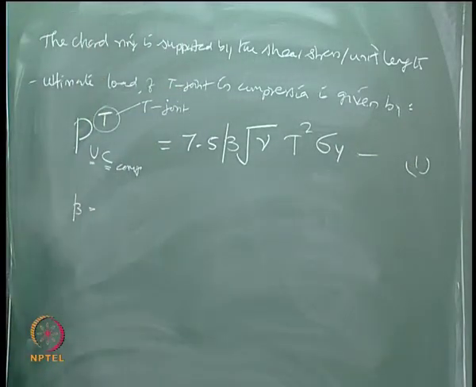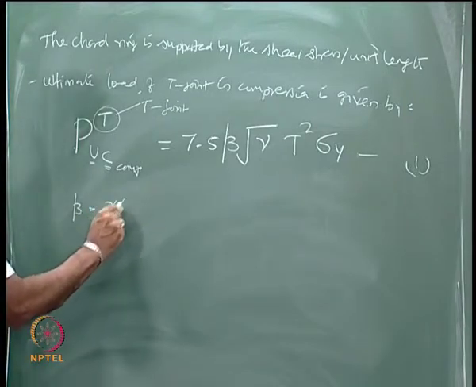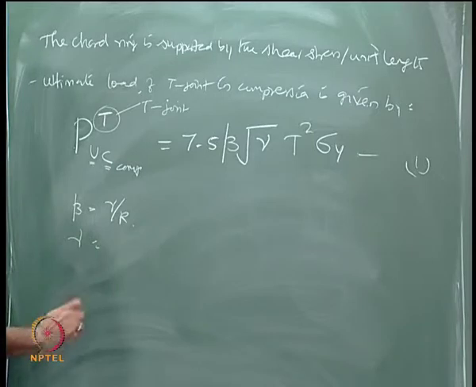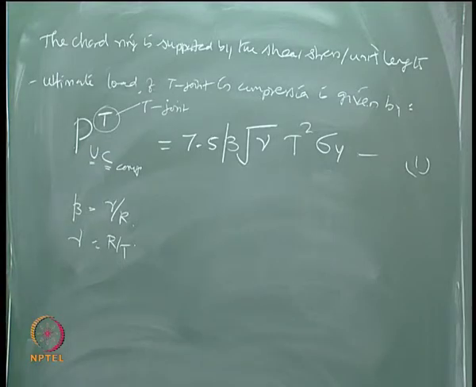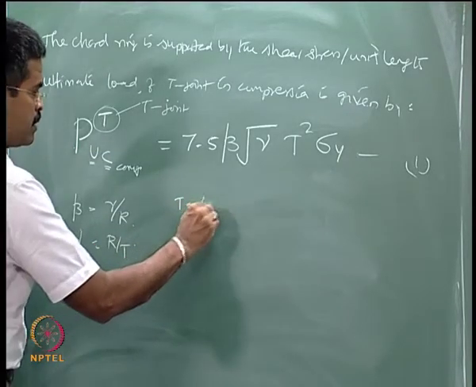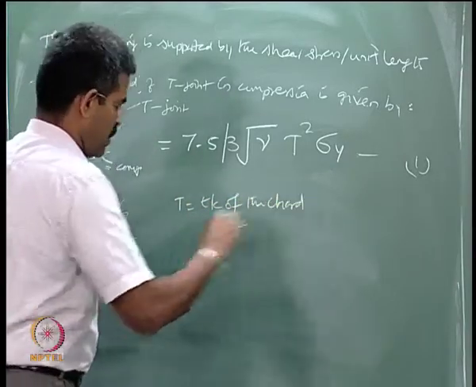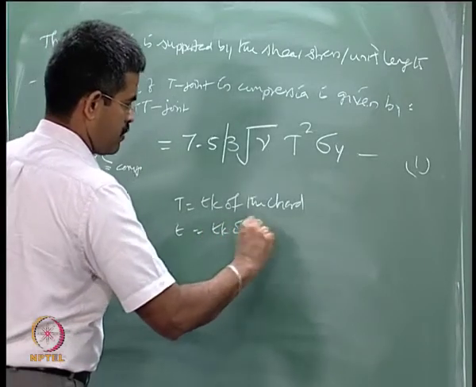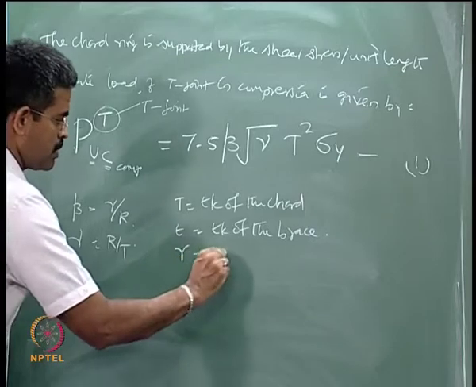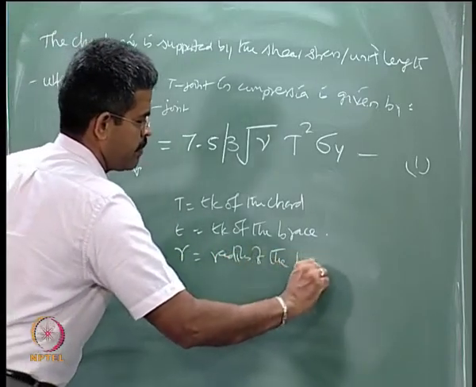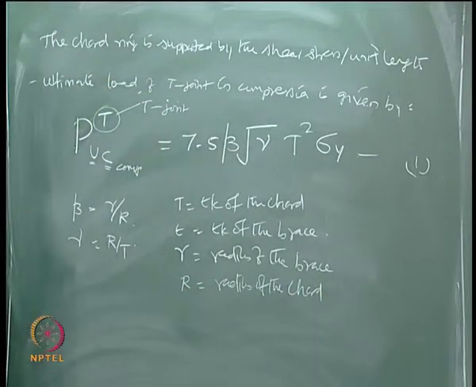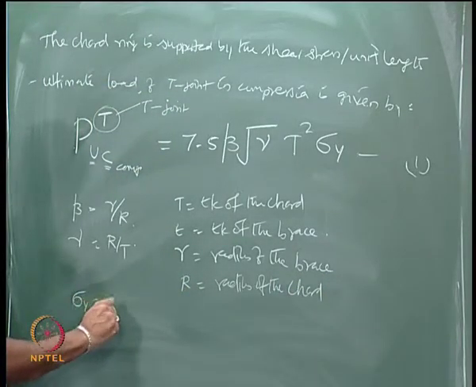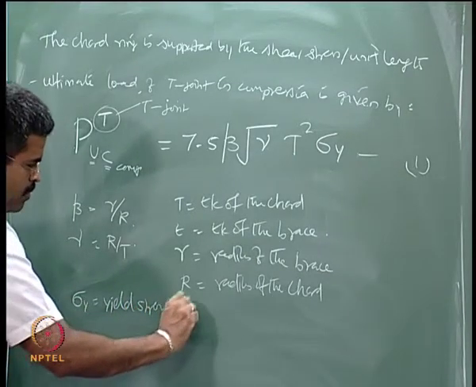where beta is r by R, nu is R by T, of course sigma y is the yield value, and T is the thickness of the chord and small t is the thickness of the brace, small r is the radius of the brace, and capital R is the radius of the chord, and of course sigma y is the yield strength of the material.